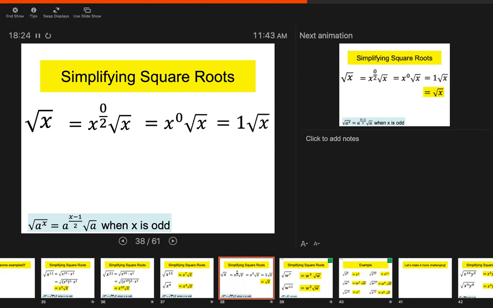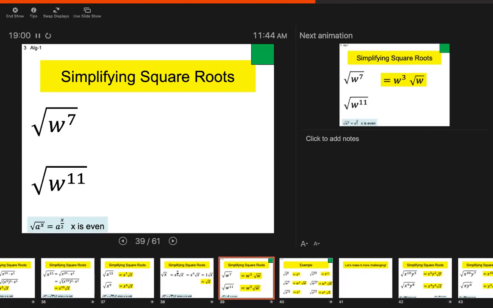And 1 times the square root of x, 1 times anything is itself. So in fact, if you try to apply the rule, nothing changes. Look at what we started with and what we finished with. This is just a long explanation of why you can't do anything with the square root of x. The square root of x is just the square root of x. As soon as you make that power anything other than 1, then we can do something with it. But the square root of x, that's as simplified as it gets. You try to apply the rule, you do a whole bunch of math and nothing happens. You kind of wasted your time.